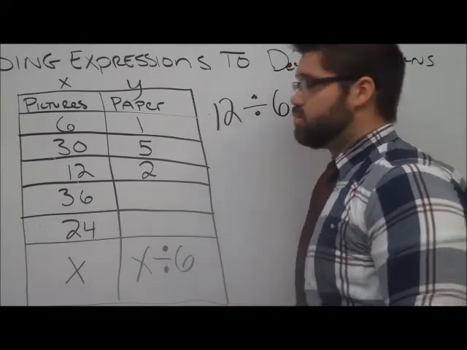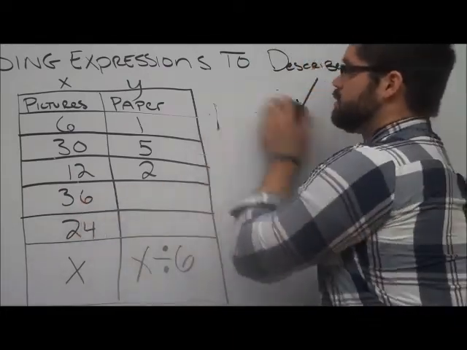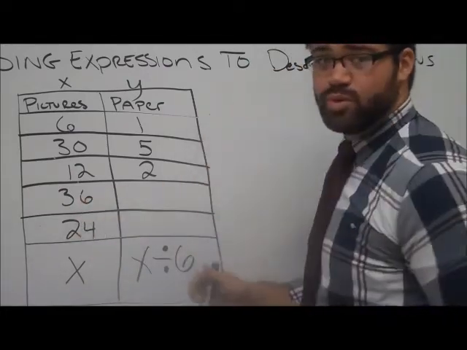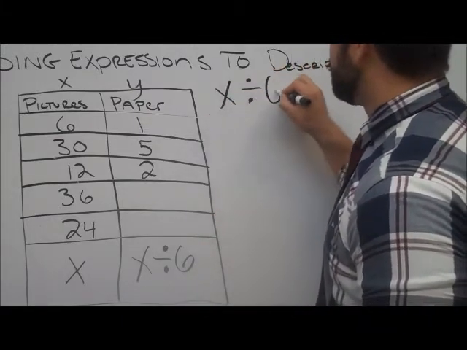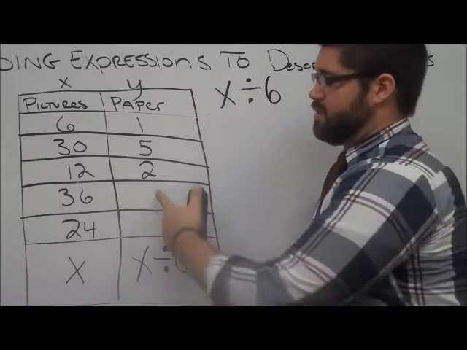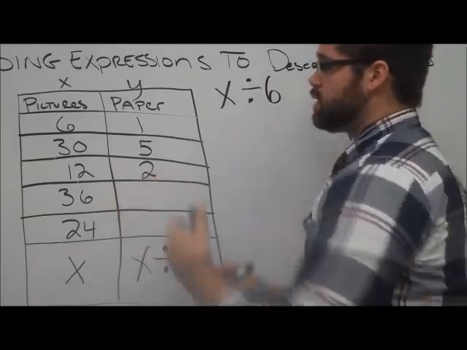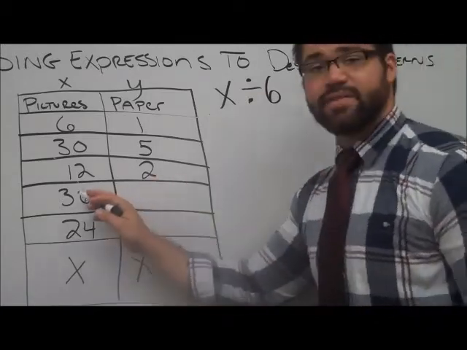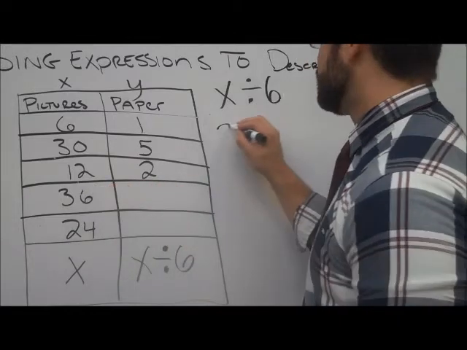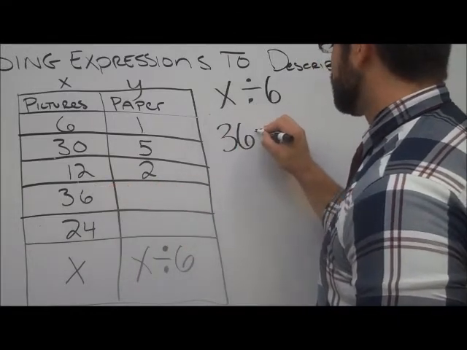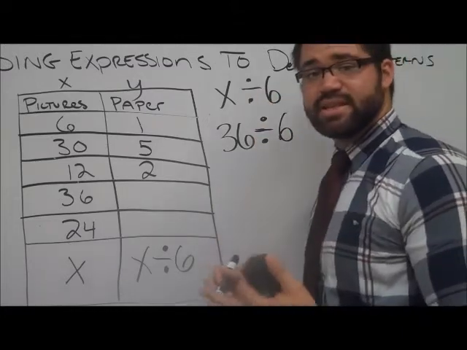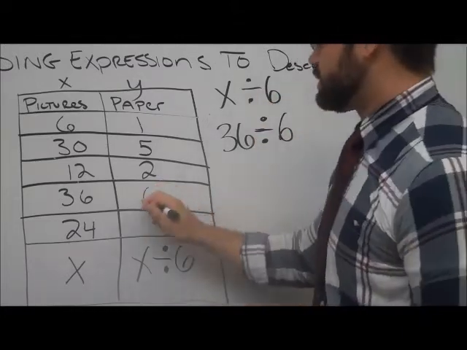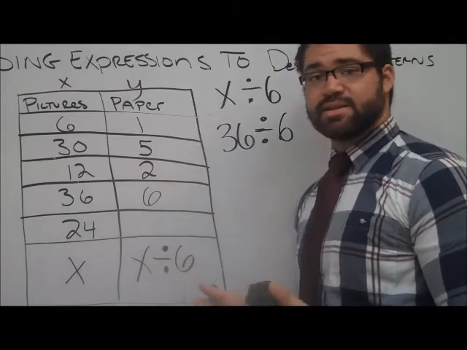So to finish the table, if we take our newfound rule of x divided by 6, we can find the following 2 columns. So we're going to plug in x. This time the value for x is 36. 36 divided by 6, because our rule is going to stay the same. That's going to give us an output of 6.